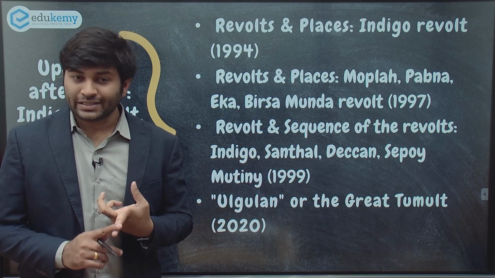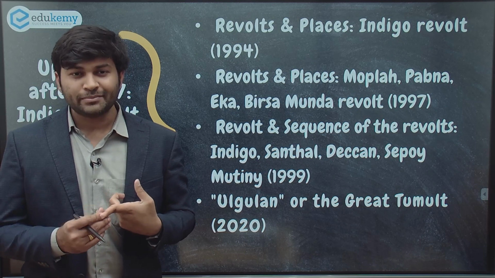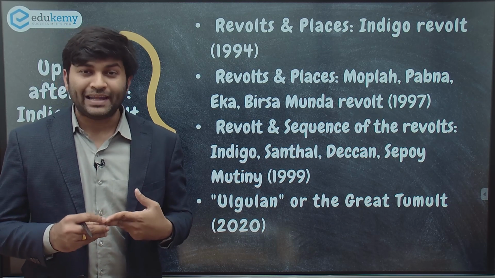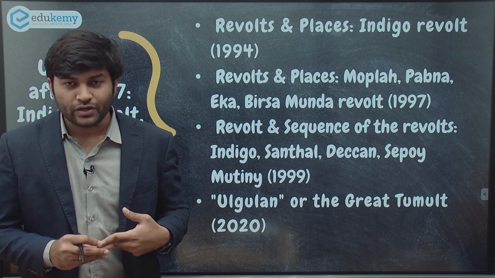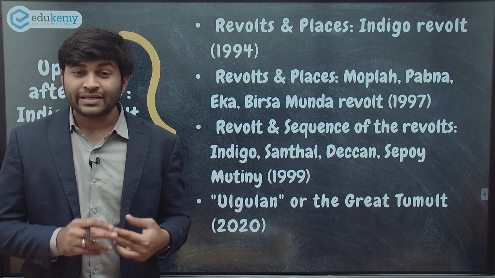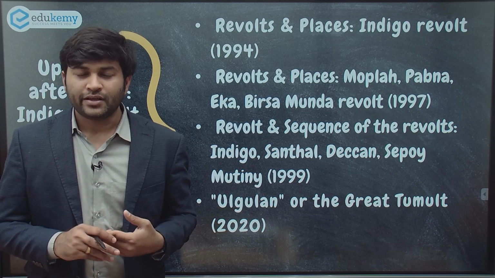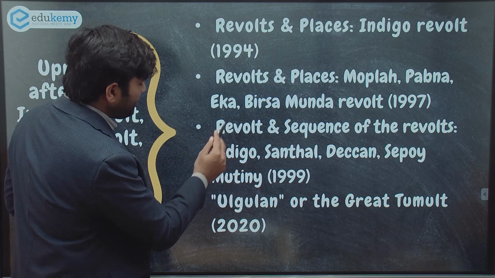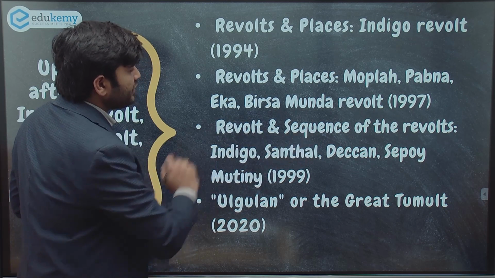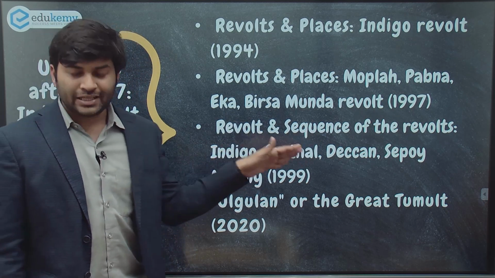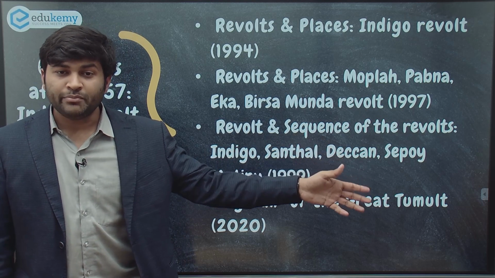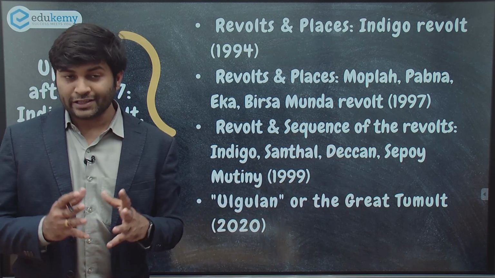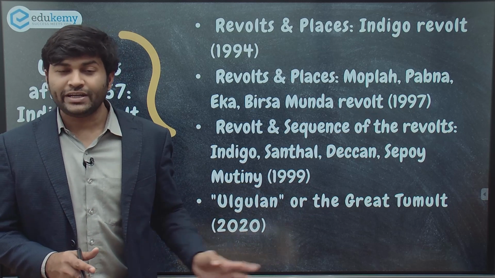So you need to understand the leaders of the uprising. Also important are the places associated with the revolts and uprisings and the impact of these uprisings. Again in 1999 the question, a similar question: revolt and sequence of the revolts. Indigo, Santhal, Deccan, Sepoy Mutiny, Ulgulan or the Great Tumult. This was again the question that was asked latest in 2020.